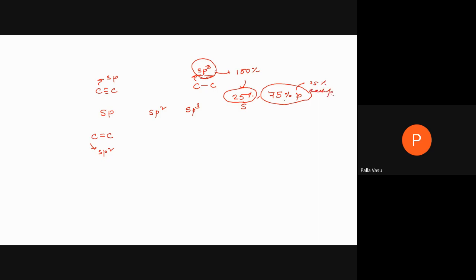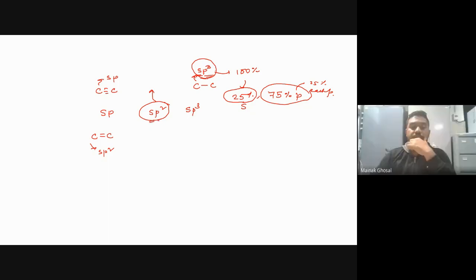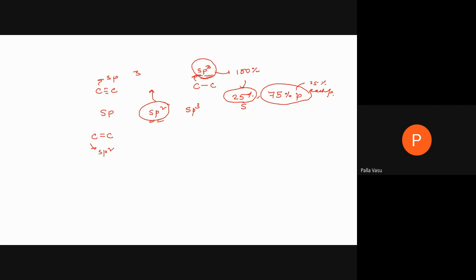Similarly, now I am going to sp2. What will be the ratio, among 100%? One s and two p, so 33% will be s character and 66% will be p character, and since two p are involved, 33% for each.